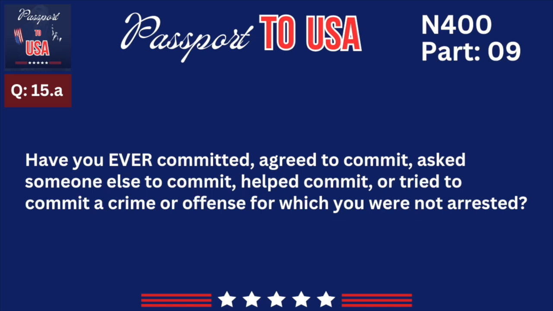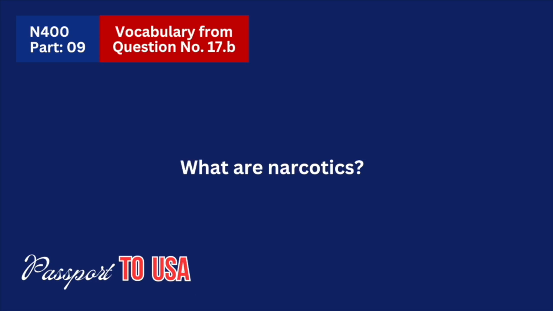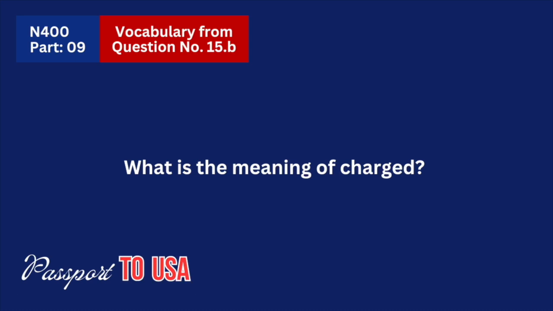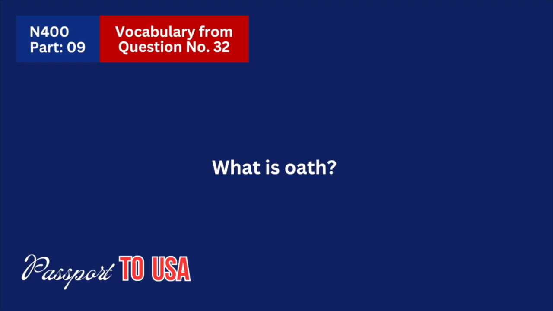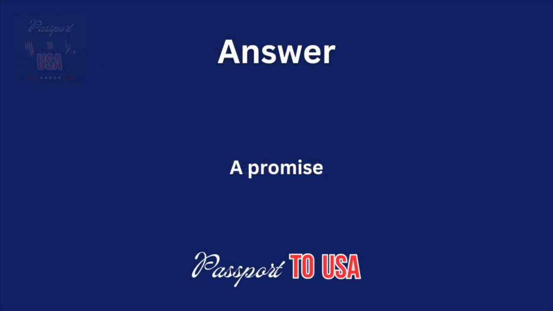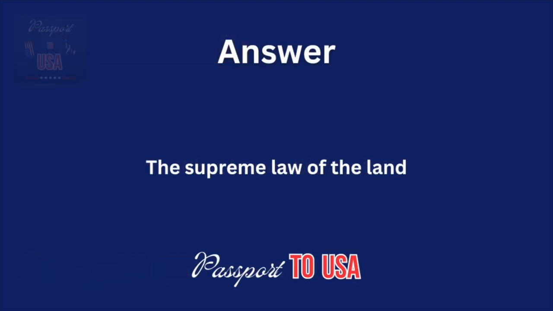Have you ever committed, agreed to commit, asked someone else to commit, helped commit, or tried to commit a crime or offense for which you were not arrested? No. What are narcotics? Illegal drugs, such as heroin or cocaine. What is the meaning of charged? Formerly told that you did something illegal. What is oath? A promise. What is constitution? The supreme law of the land.